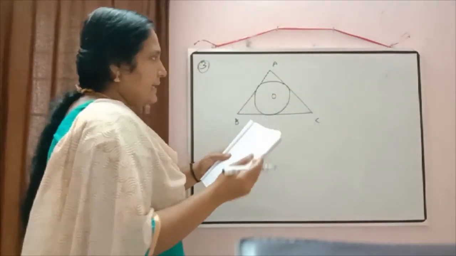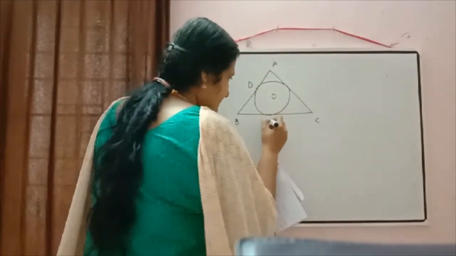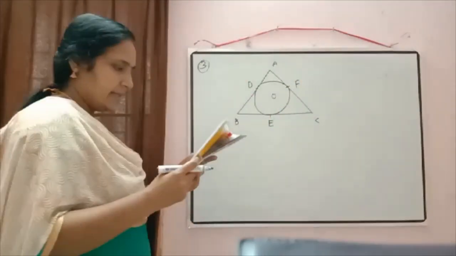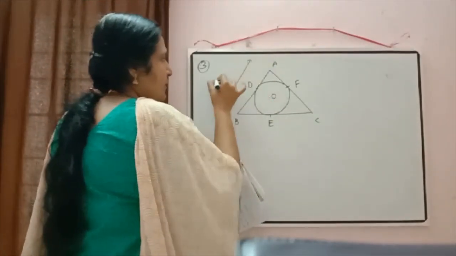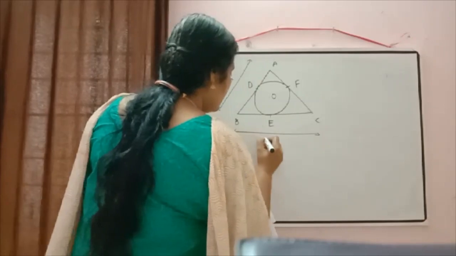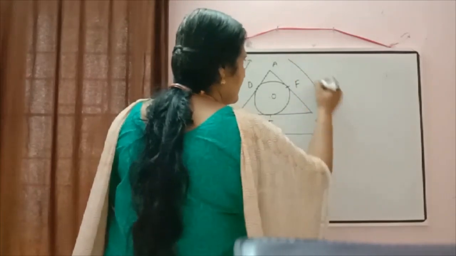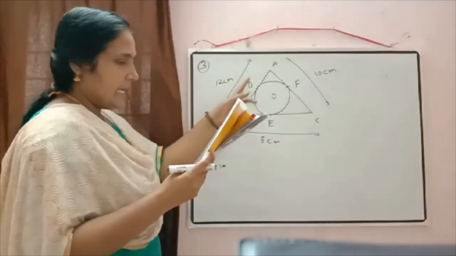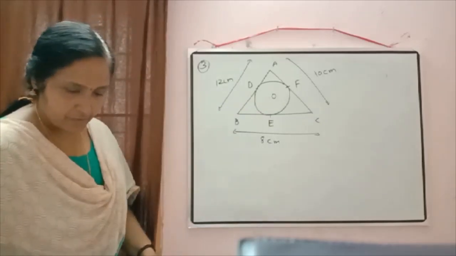Now touching AB at D, BC at E and AC at F. And then it is written AB is equal to 12 centimeters. BC is equal to 8 centimeters and AC is equal to 10 centimeters. We have to find the lengths of AD, BE and CF. AD, BE and CF we have to calculate there.